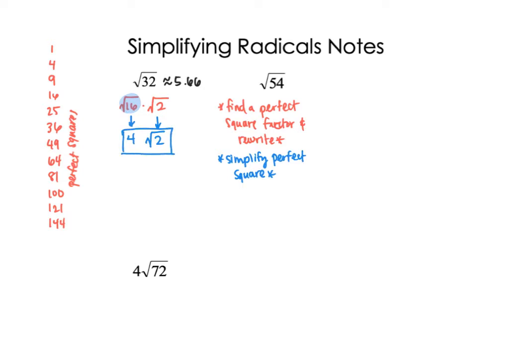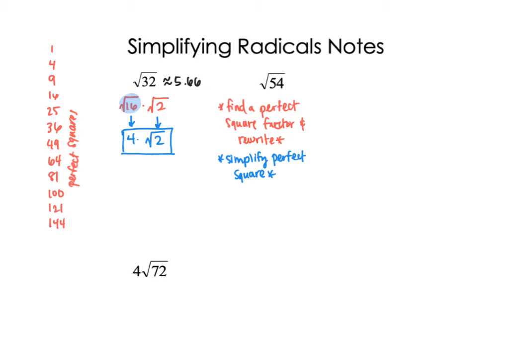So again, what we do is we find a perfect square factor of the number under the radical. So in this case, it's 16. 32 can be written as 16 times 2, and then we simplify the perfect square. Square root of 16 is 4, and square root of 2 can't be simplified, so we leave it as square root of 2. So this mathematically is really 4 times the square root of 2, and it's going to equal the same thing as the square root of 32. So if you put this in your calculator, you're going to get approximately 5.66.